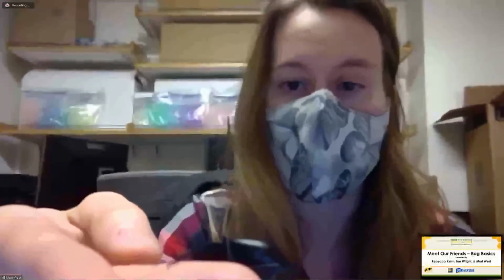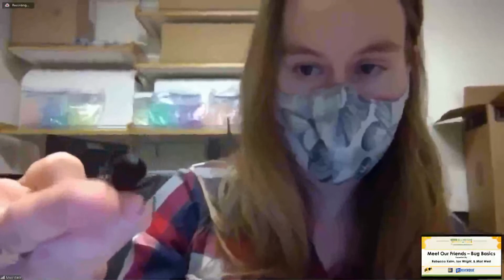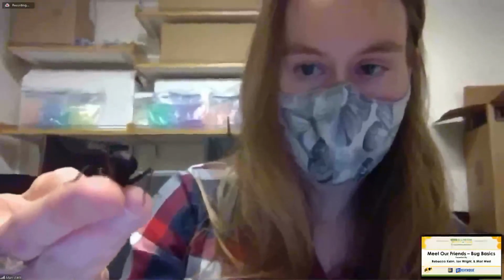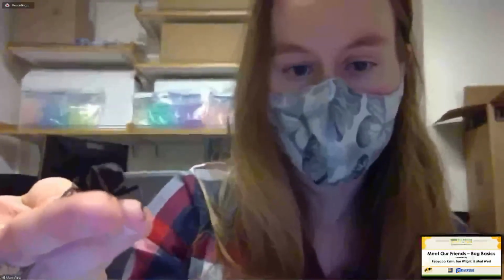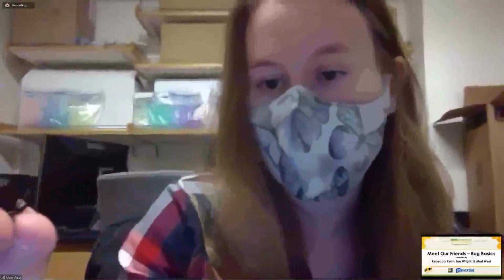So these are commonly referred to as stink beetles, and that is because they are able to spray a noxious substance that smells pretty bad out of the tip of their abdomen, which is right here, basically the tips of their butts. And they do this as a defense mechanism.